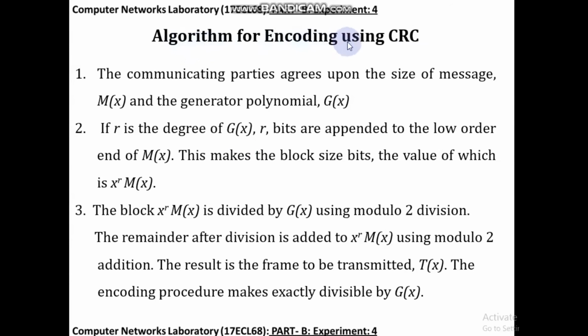Algorithm for encoding using CRC. The communicating parties agree upon the size of the message m(x) and generator polynomial g(x). If r is the degree of g(x), r bits are appended to the low order end of m(x). This makes the block size bits, the value of which is x^r m(x). The block x^r m(x) is divided by g(x) using modulo 2 division.